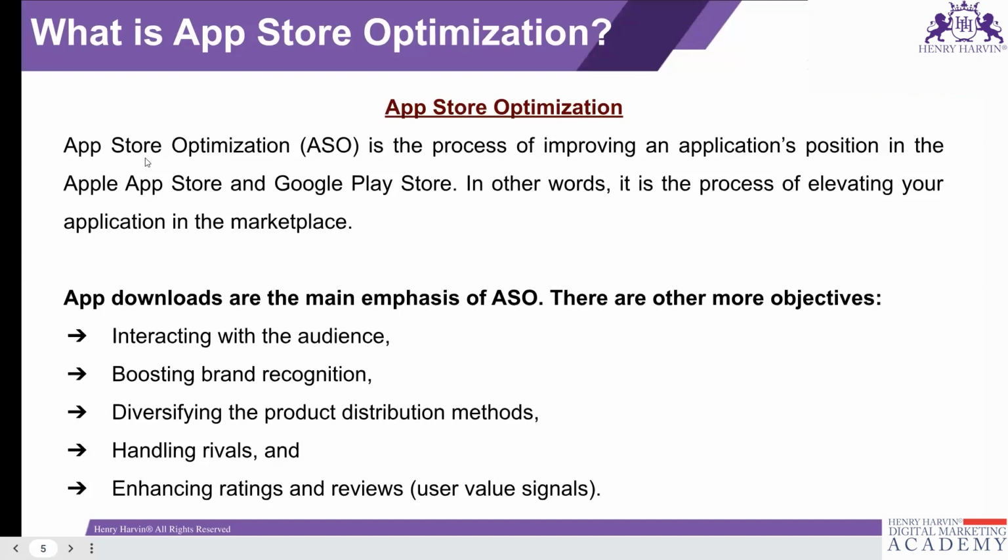So App Store optimization is the process of improving an application's position in the App Store, Apple App Store or Google Play Store. In other words, it's the process of elevating your application in the marketplace. Marketplace means where different applications are available. For Android users, it is the Google Play Store. There are millions of applications there, regarding games, news, financial apps, and the same goes for iOS, where it is the Apple App Store.